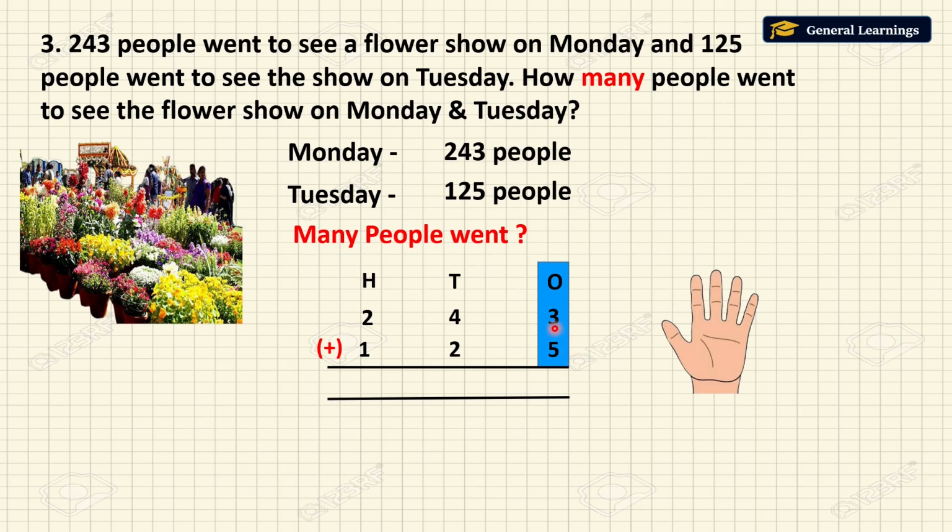Next we need to add 3 more fingers after 5. So after 5 will be 6, 7, 8. So 3 plus 5 will be 8.